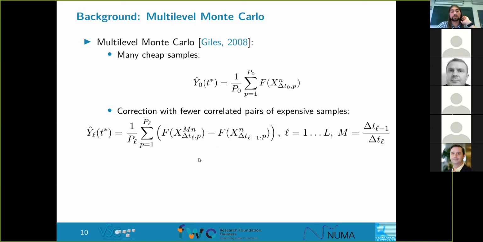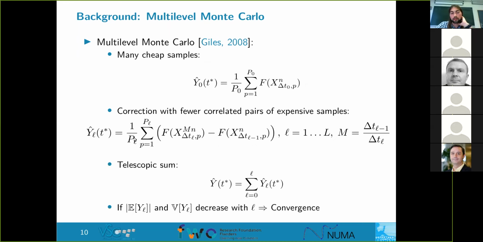Now we repeat this process many times over for PL pairs of particles, and we get an estimator for the bias of this thing here. Repeat this over many levels L, and we get a multi-level estimator when we sum all of these y hats. And then you can show under certain conditions, mainly that this sum converges in some way, the terms become smaller, that we have convergence, and we have a multi-level estimator that looks like this.